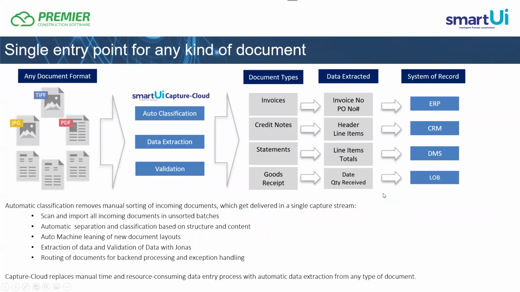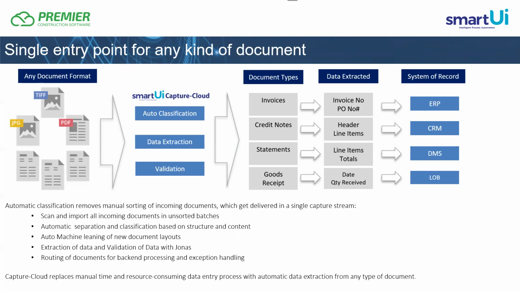So the way the solution works, we take documents in any type of format, whether it's JPEG, TIFF, PDF, Word, Excel, really doesn't matter. When they come into the solution, it automatically classifies the document. So it will understand the information on the page and then allocate if the document is an invoice, a credit note, a statement, or a goods receipt. If it's an invoice, it then applies the business rules that are related to an invoice.